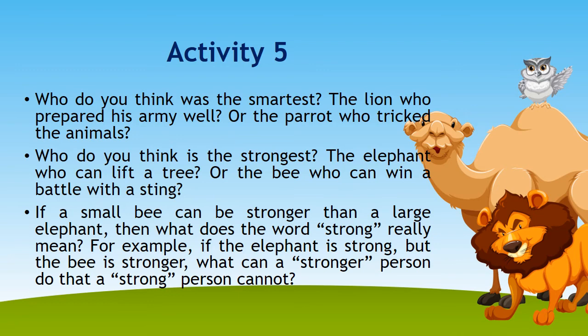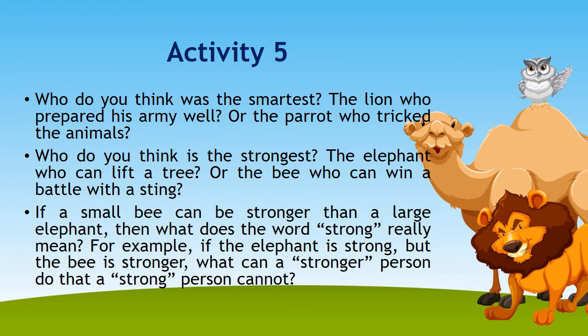Activity 5. Now these are the questions related to the story. After reading the whole story, you all must be having your own thoughts. Who do you think was the smartest? The lion who prepared his army well, or the parrot who tricked the animals? It has to be your answer. You can be with the majority or the minority, it does not matter, but have your own opinion.